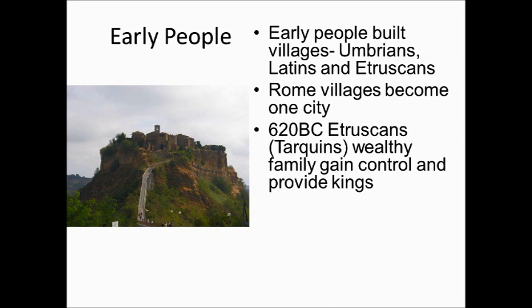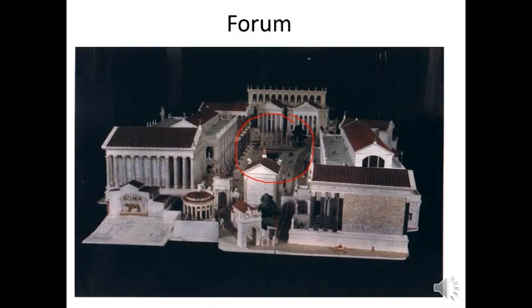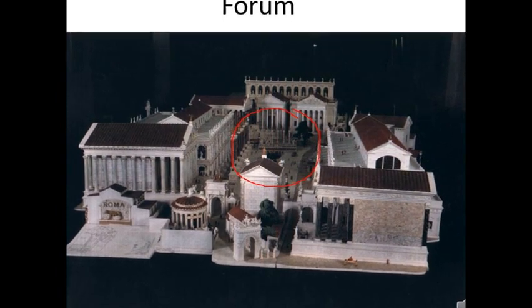By 620, the Etruscans, specifically one Etruscan family called the Tarquins, were controlling the city and started to provide it with its kings. So the Tarquins will provide the kings for early Rome. Now, it was this family that created the Forum, which was the center of the city and the government. Everything in Roman life sort of spreads out from the Forum, which was at the center of the city, and it was something like I'm going to show you in the next graphic. Okay, so I have the Forum circled here with the red circle. It's the center point of the city.